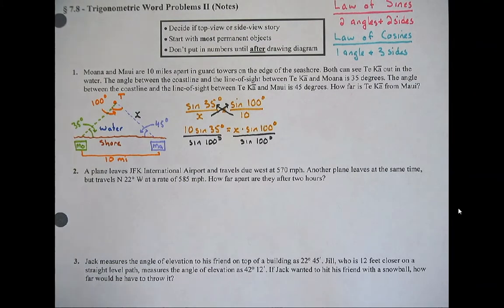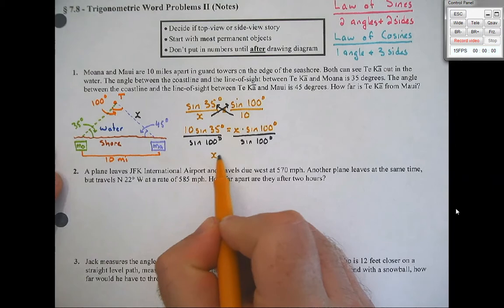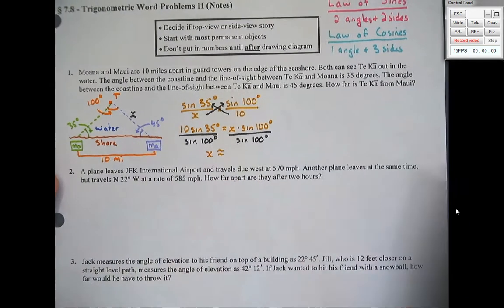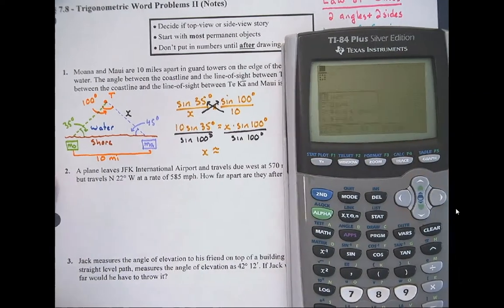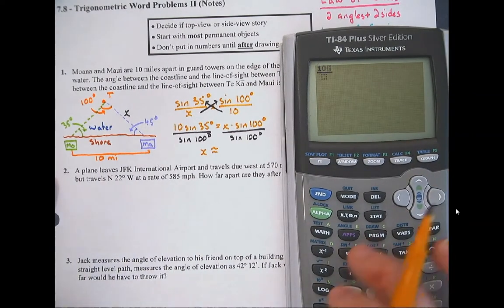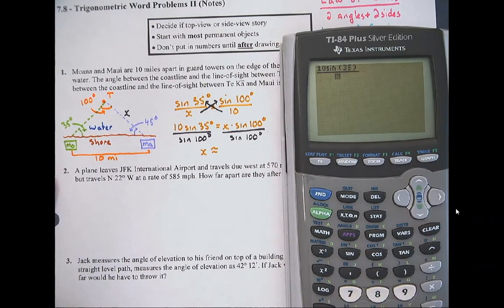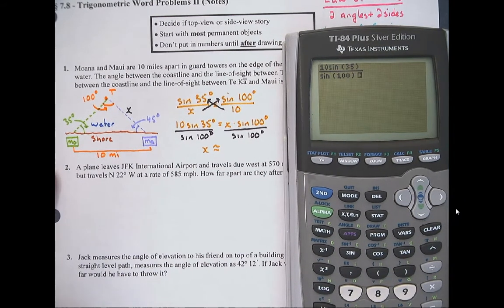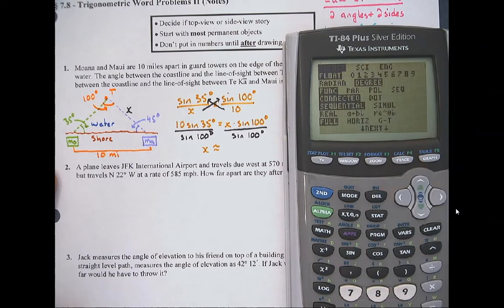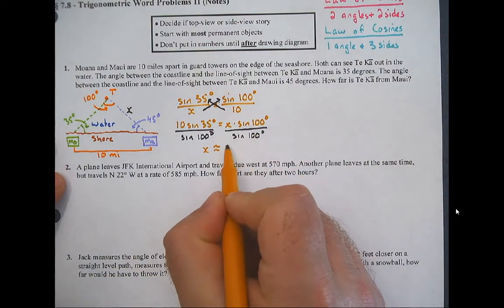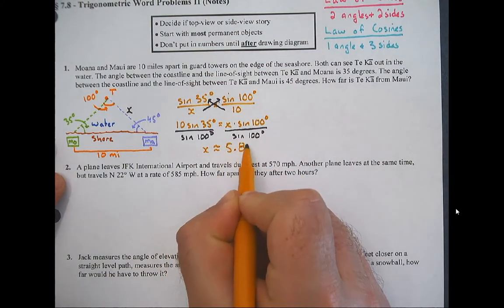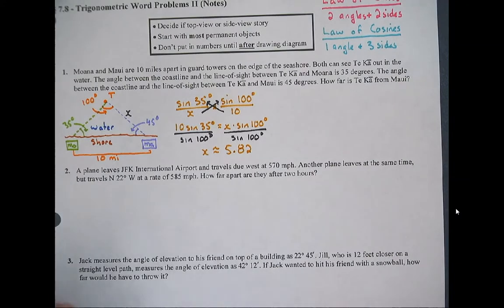So I would figure out from this that x is approximately, so I want to do 10. I'll do fancy calc. 10 sine of 35, close it, over sine of 100, close it. Now, what are those in? Degrees. Check your mode. Yep, I'm in degree mode, so I'm good to go. I got 5.82.